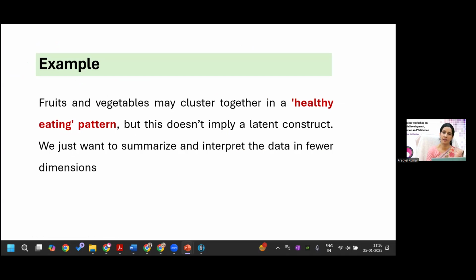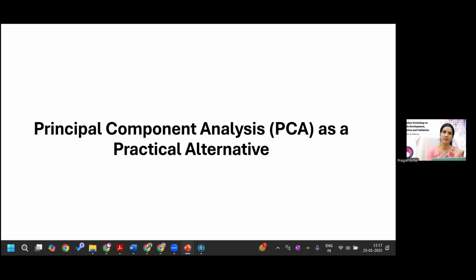But this is again, like I said, a composite indicator. This is not a latent construct. But I want to reduce my dimensions and interpret the data in fewer dimensions. So this is a practical alternative, the principal component analysis.